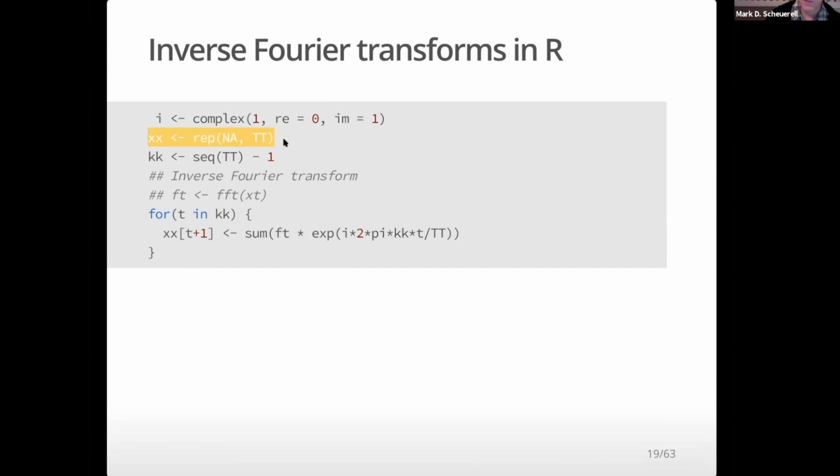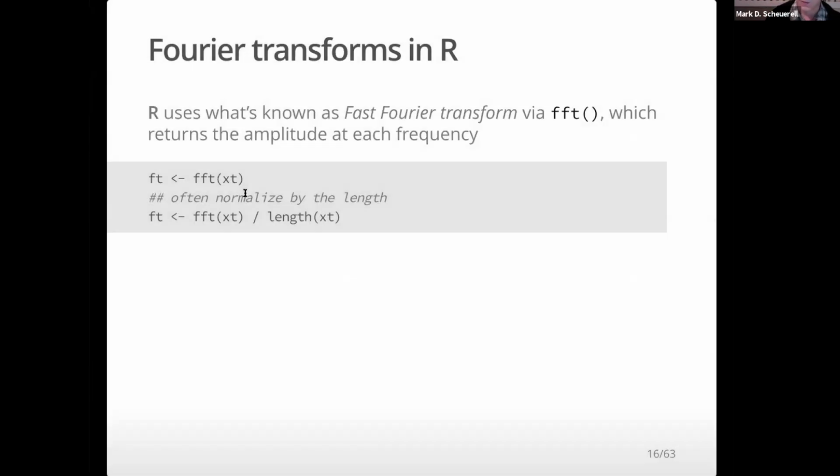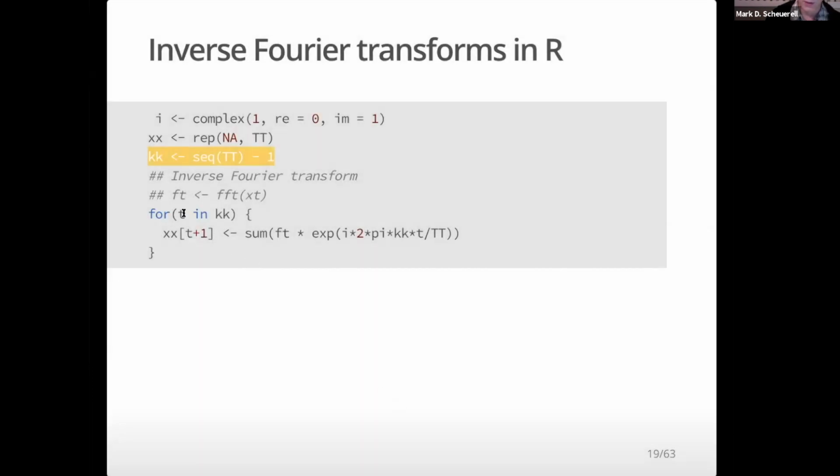Then I'm just creating an empty vector here. And I'm creating an index where k is going to go from 0 to n minus 1. And we have our f of t that we got back here. Right, so we defined f of t with the fast Fourier transform. And now we're essentially writing out this formula right here in R. So we'll just loop through our index, and it's going to be the sum of that times e to the I times 2 times pi times k times t normalized by n.